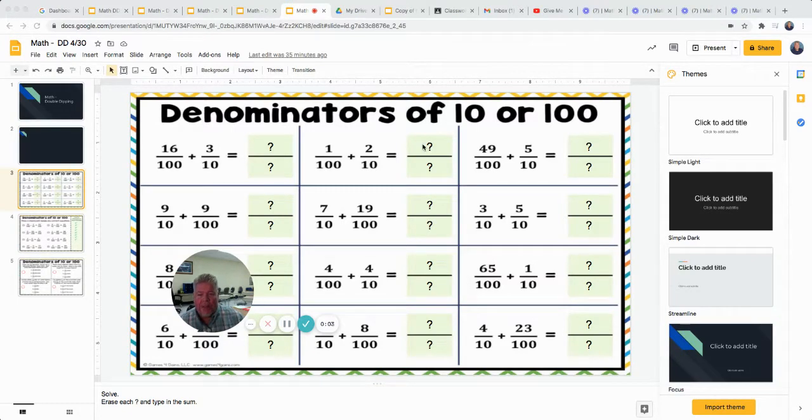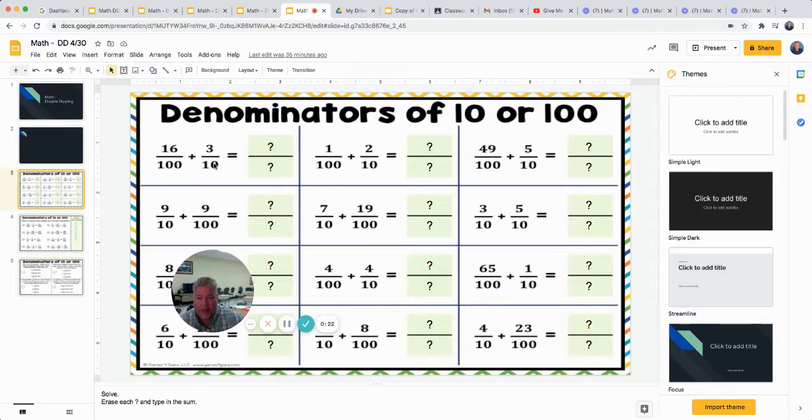Okay, let's finish up our week of adding and using fractions that have denominators of 10 or 100. Now, what we're doing on this first slide here is we're just adding them and typing in what the answer would be. So you might can do these in your head. You might have to write them out on paper if you need to.